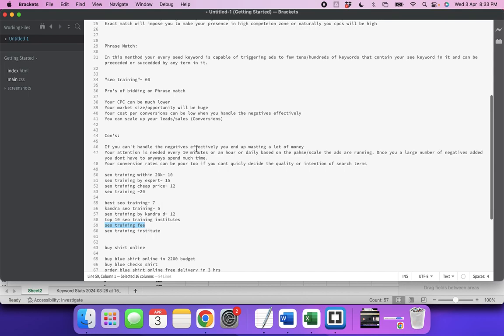Hence this is not a good idea if you are running ads on a small budget. If you're running ads with a small budget, going with something that's clearly known is super important. Slowly, and eventually you can bid on everything and expand when you are in the expansion mode. That's when you can go with phrase matches.